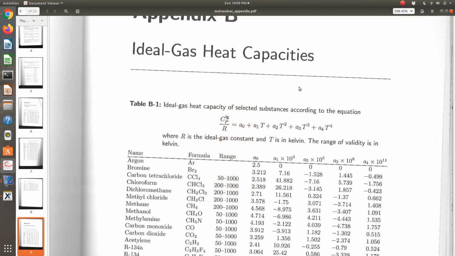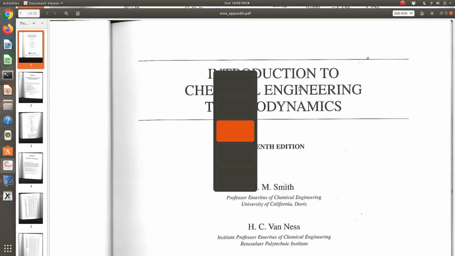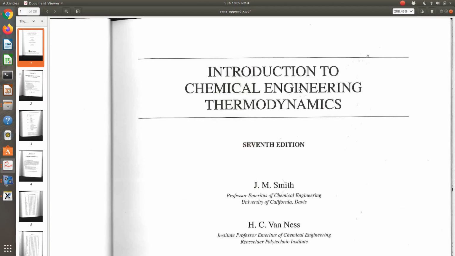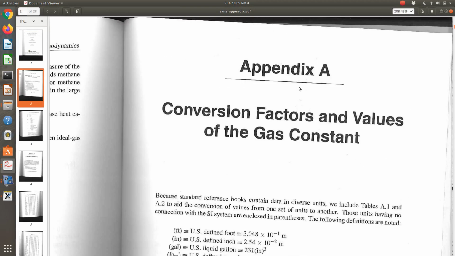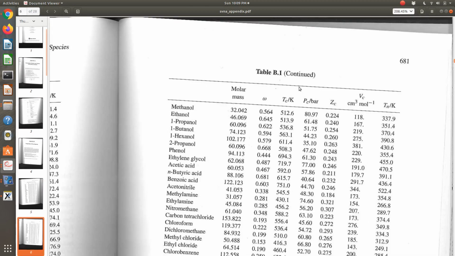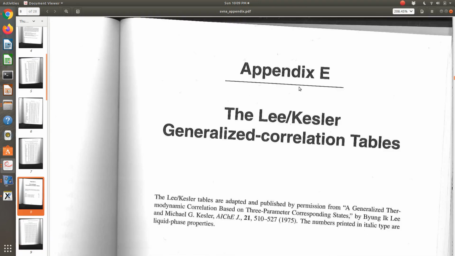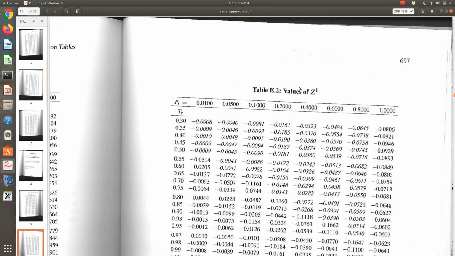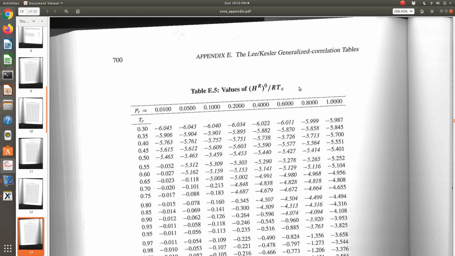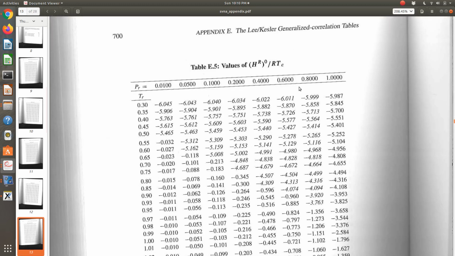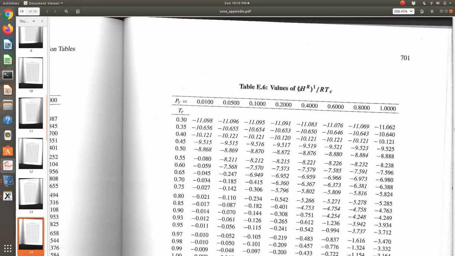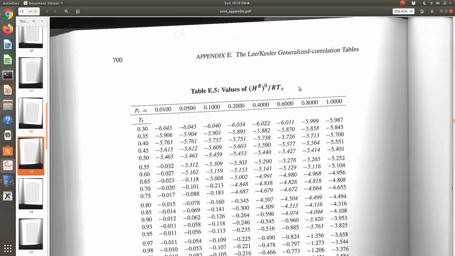And so this is the appendix from our book, which is still up from the last problem. Then here's Smith, Abbott, and Van Ness, which you can download from the Canvas page. So here are our tables for Z naught. Then you see we have tables for HR as well. So here's an HR naught, and then there's HR1. Notice here it's HR naught over RTC.